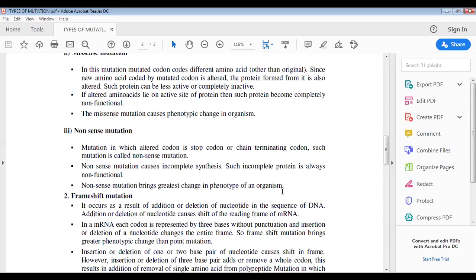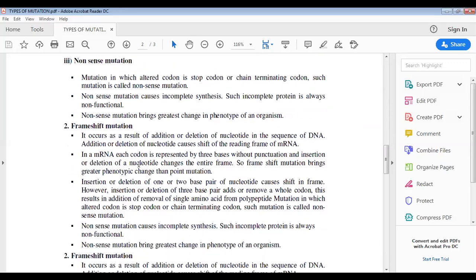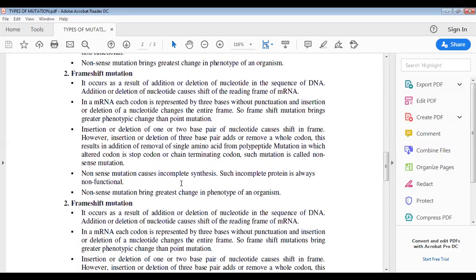Now, the next topic we are going to discuss is frame shift mutations. Now, let us understand the word frame shift.